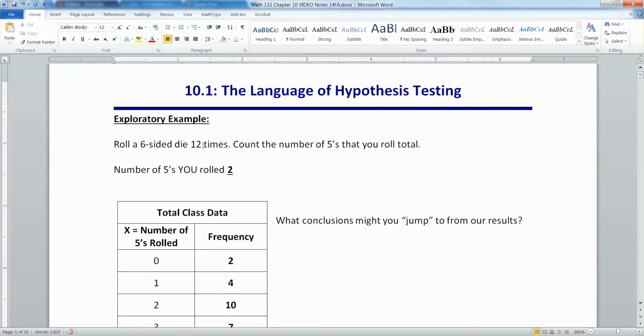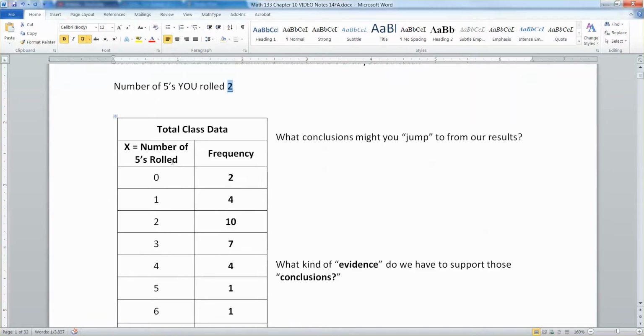All right, so in class, I have students roll a 6-sided die 12 times. So they take a 6-sided die, your average Monopoly die or whatever, and they roll it. And then they count the number of 5s that they get. So pretend you roll it and you get 2 5s or whatever. All right, so then I have my class data here.